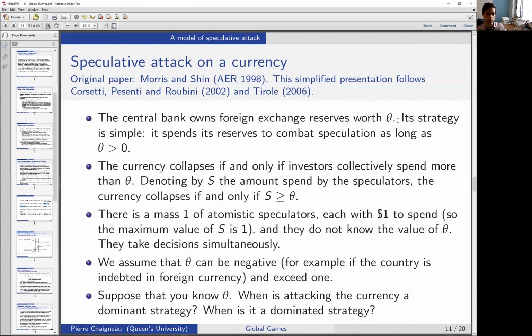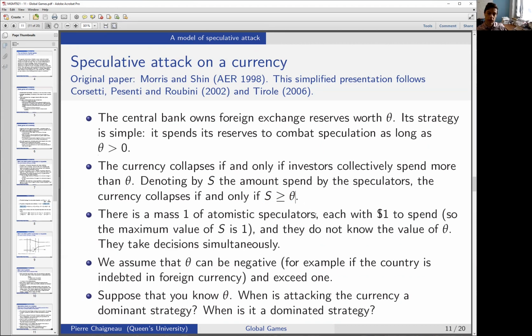And the strategy of the central bank is simple. It's going to spend its reserve to defend the currency and to be able to buy the currency when other people are selling it, when speculators are selling it. And the currency is going to collapse if and only if investors collectively spend more than this amount theta. And so we'll denote by S, capital S, the total amount spent by speculators. And the currency is going to collapse if and only if the amount spent by speculators is greater than the central bank reserves.